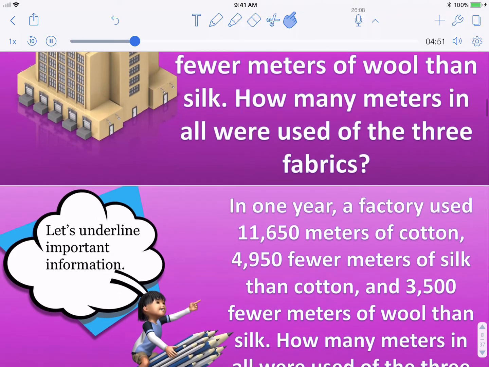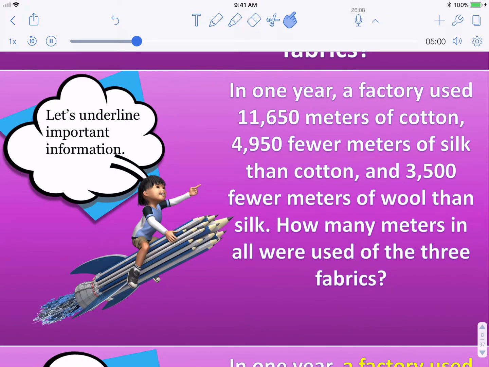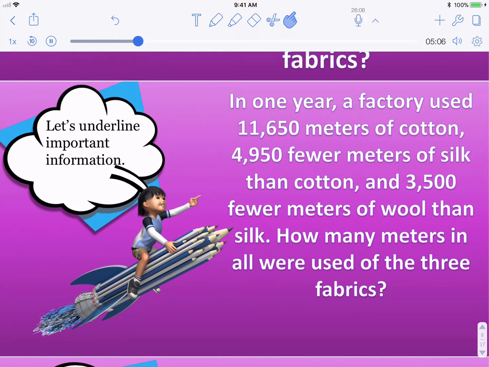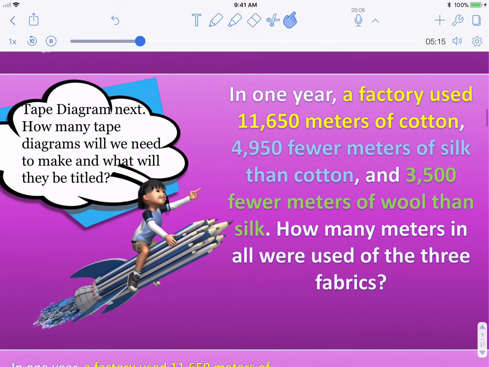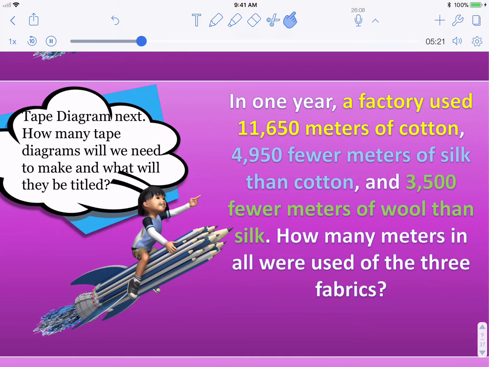Let's go ahead and go to the next slide, and it says that we need to underline the important information. So go ahead and pause, underline the important information. Okay, when I read through this, I felt that the important information was that a factory used 11,650 meters of cotton, 4,950 fewer meters of silk than cotton, and 3,500 fewer meters of wool than silk.